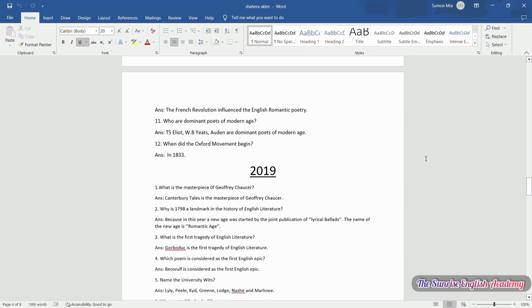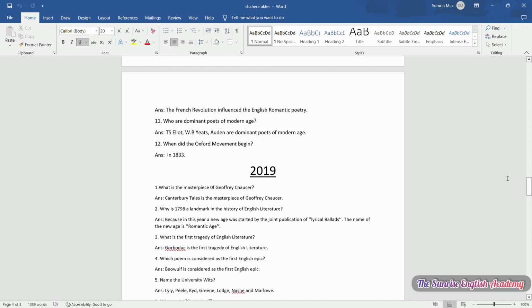10. Which historical movement influenced the English Romantic poetry? Answer. The French Revolution influenced the English Romantic poetry. 11. Who are dominant poets of modern age? Answer. T.S. Eliot, W.B. Yeats, Auden are dominant poets of modern age. 12. When did the Oxford movement begin? In 1833.